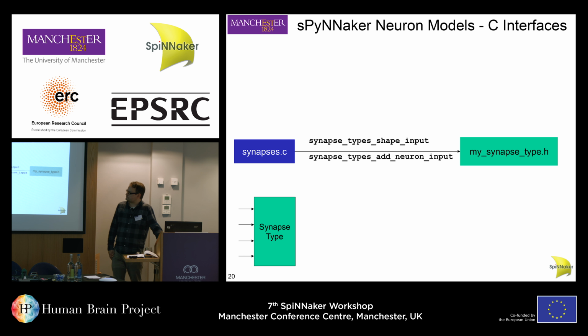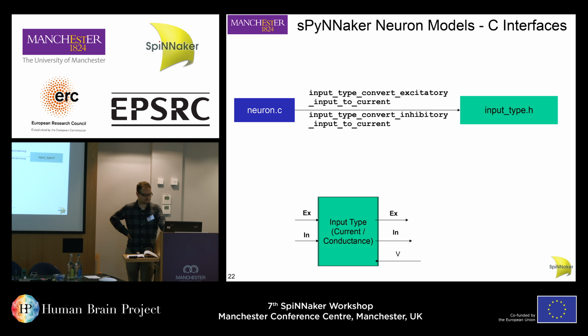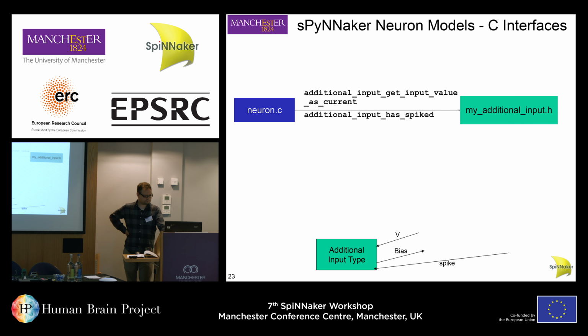And then similarly for other components as well, there are different C functions that you can call to write each of the different components of your neuron model. For the synapse type, you can get the excitatory and inhibitory inputs. For the input type, you can use convert functions. It's important to mention here that the function in C in this instance is always called input type convert excitatory input to current or inhibitory input to current, even if you're using a conductance model. The conversion happens, but the functions necessarily have the same name. And again, with the additional input, you can get an input value as a current and then work out whether it has spiked or not.